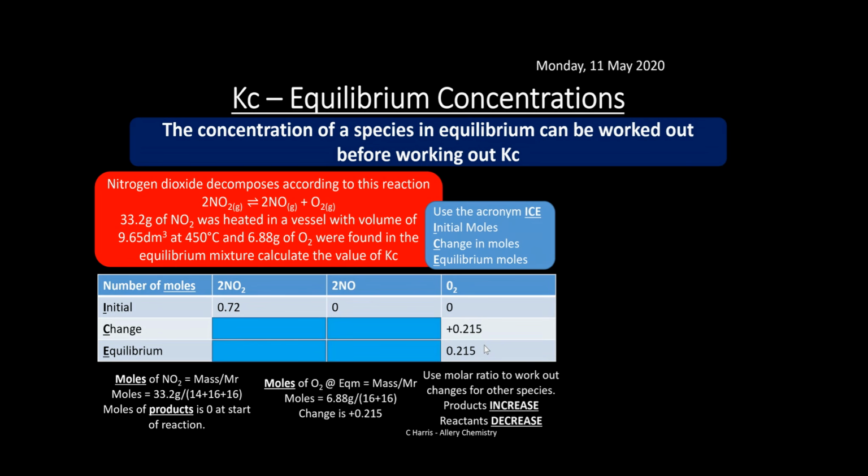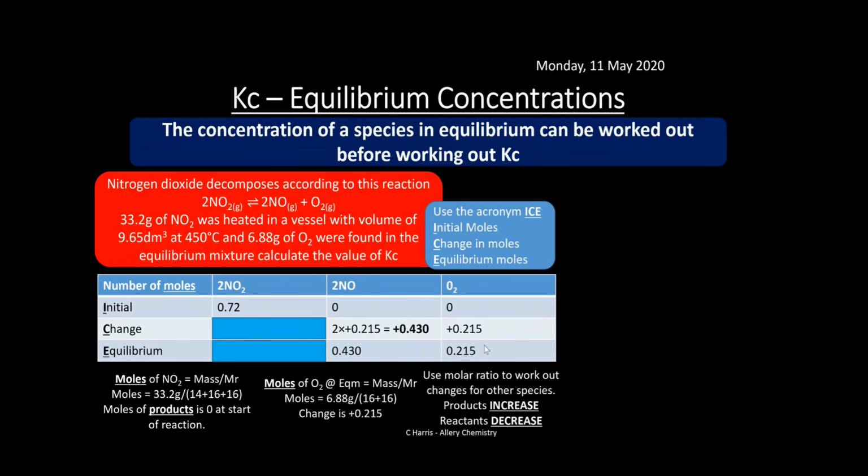What we're going to then do is use the molar ratio in our initial equation that we've been given to work out the changes for other species. What we've got to remember is that our products will increase, because we're producing more products, and all reactants will always decrease because we're using them up. So when we look at the change column in these examples, just remember that products increase, reactants decrease.